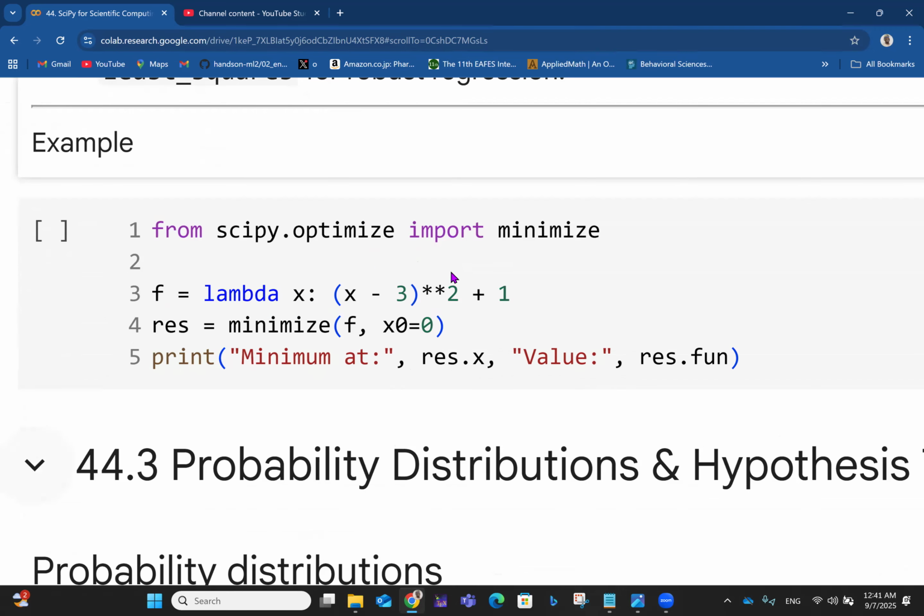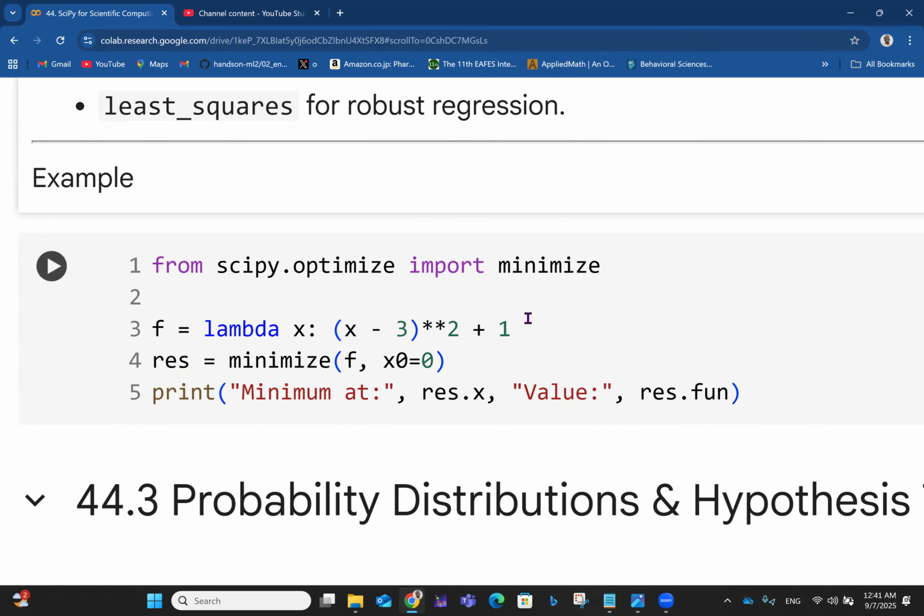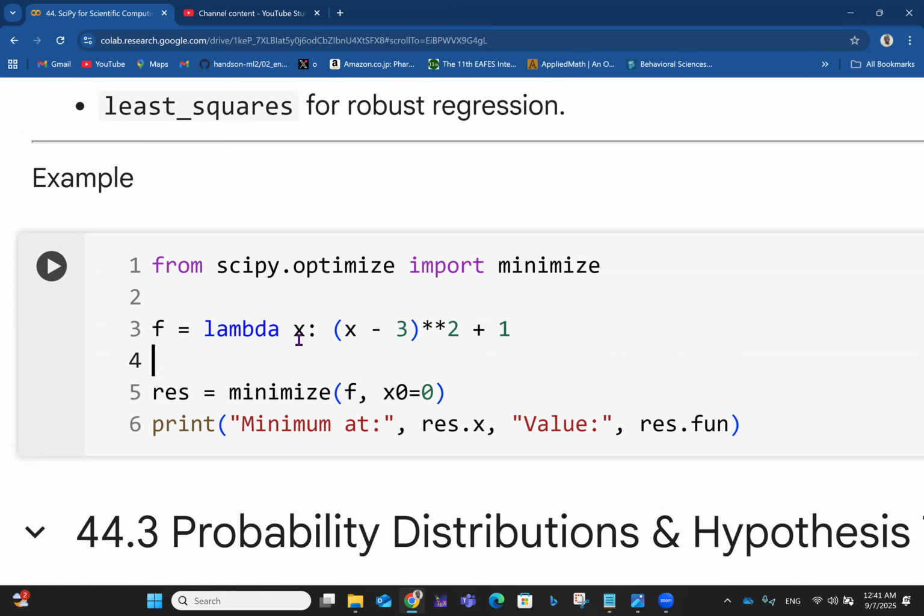A good example here would be to optimize, imagine this function, and use a lambda function to define x minus 3 squared plus 1. Of course, this is a simple function that can easily be differentiated and evaluated at x equals 0. To differentiate this, we can do function of a function. We bring down the power, so that's 2, differentiate x, that's 1. So you have 2 into x minus 3, then the 1 is gone.